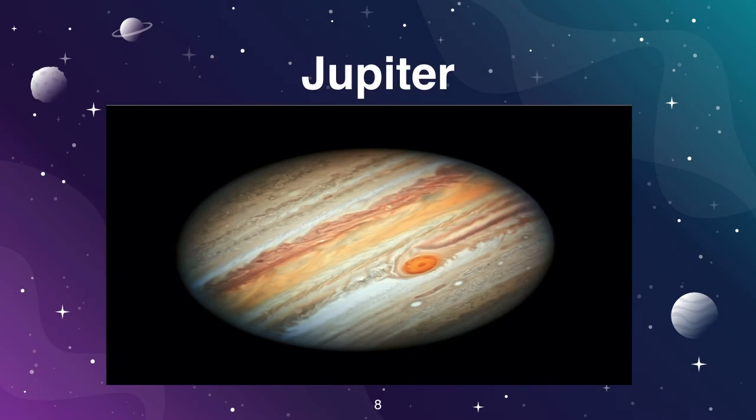Jupiter. Jupiter is the fifth planet from the Sun, okay, fifth, and it is the largest planet in the solar system. Jupiter is the largest planet. Now, it is a gas giant with a mass one-thousandth that of the Sun, but 2.5 times that of all the other planets in the solar system combined.